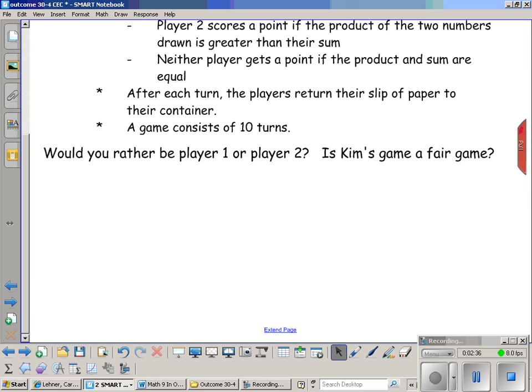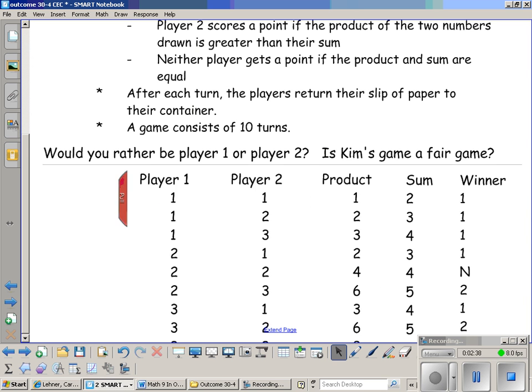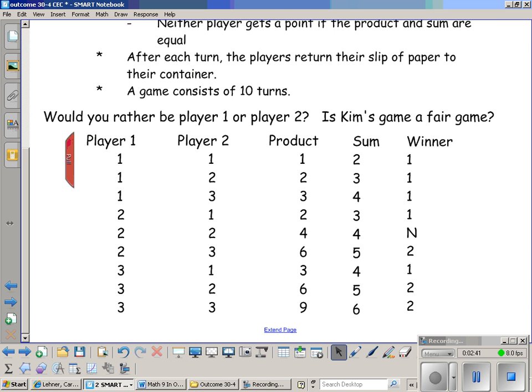Let's have a look at what actually happens. So we've got a few trials here to see what happens. These are all of the possibilities that could occur. As you can see, player 1 could draw 1 three times to player 2's 1, 2, 3. Player 1 could draw 2 to player 2's 1, 2, 3, etc. So these are all of the possibilities that could occur. Then we have the product of what would happen and the sum of what would happen, and let's look at who would be the winner.